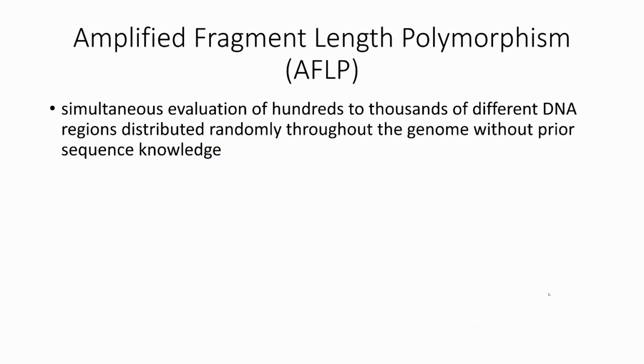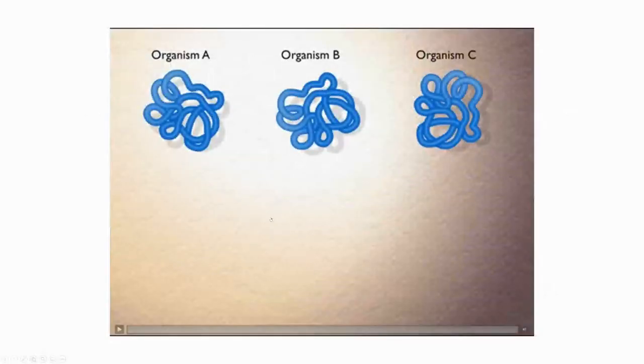And then of course the AFLP, called amplified fragment length polymorphism. You can simultaneously analyze or evaluate hundreds to thousands of different DNA regions, distributed randomly throughout the genome, without prior sequence knowledge. So that's called AFLP. Okay, so let's watch the video briefly about the Southern blot.